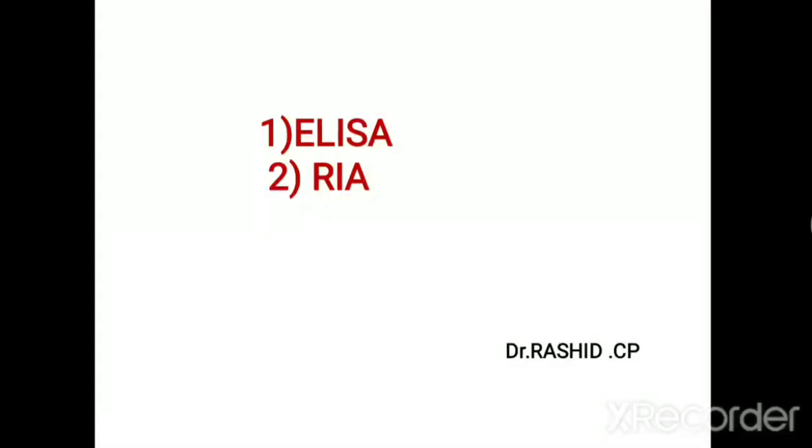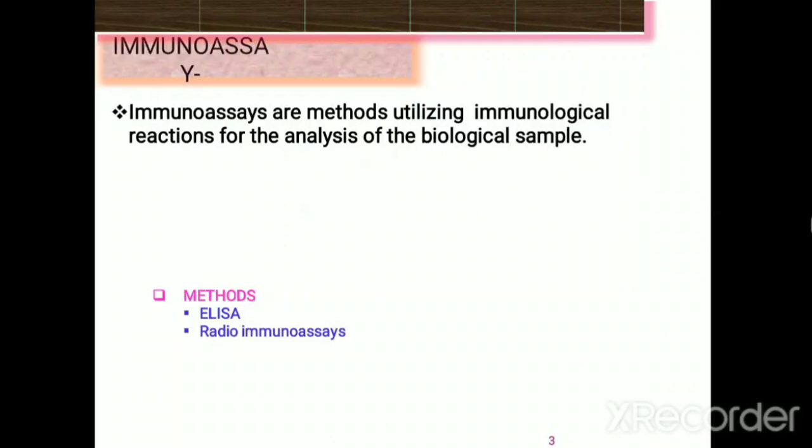Hi everyone, in this video I will be explaining two important immunoassay techniques. One is ELISA and the second one is radioimmunoassay. So regarding immunoassay, immunoassays are methods which utilize the immune complex reaction or immune complex formation.